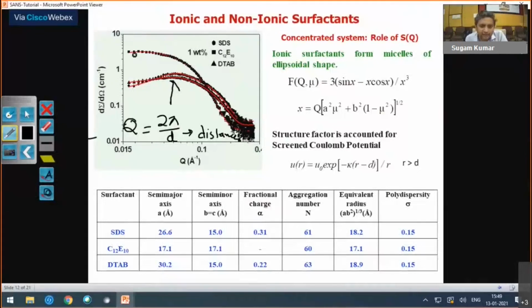And this is a non-ionic surfactant, so typical PQ command scattering here in this case. Now these micelles are fitted with this ellipsoidal shape and structure factor taken care of by screened Coulomb. The information one gets is the semi-major axis, minor axis, charge, and aggregation number. This you can calculate, and the polydispersity. So let's have a quick look at this data also.